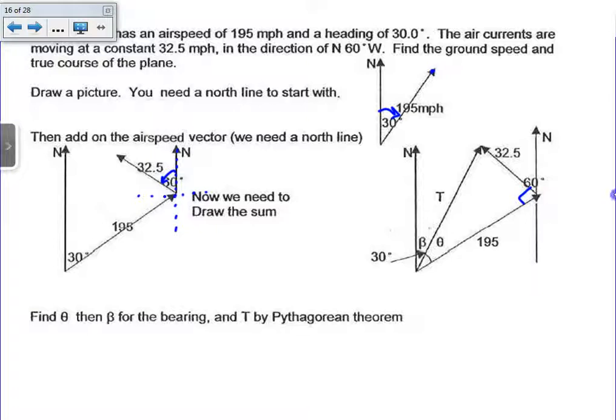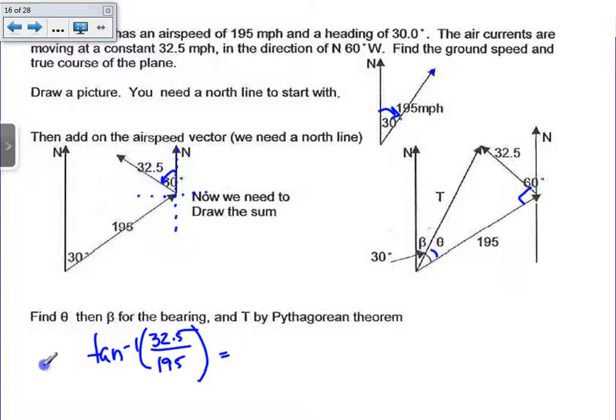Okay, now we're going to use the inverse tangent function. That makes a lot more sense to me, to calculate what this angle right here is. So inverse tangent of opposite, which would be 32.5, over adjacent, which is 195.